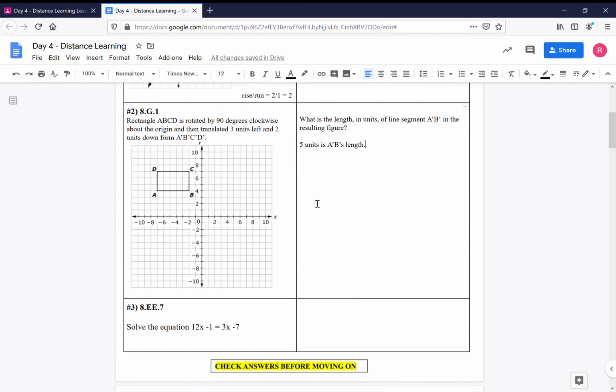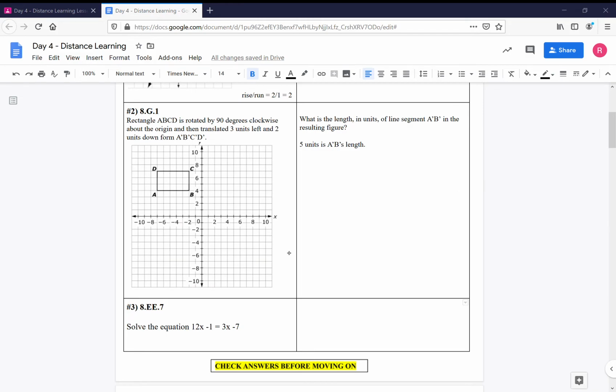Okay, so we're almost done with the warm-up. Now for the last one, solve the equation 12x minus 1 equals 3x minus 7. Let's do this real quick, and I'm going to use my new tool that I got for you guys, because it's going to be easier for me to do it this way. You can always just write it down or type it in to show your work, but I'm going to write it this way to make it easier on me.